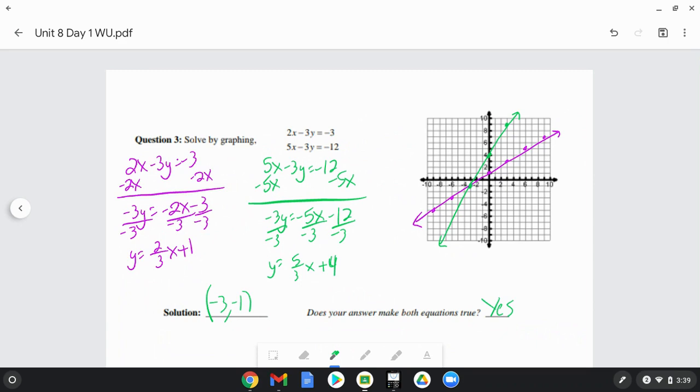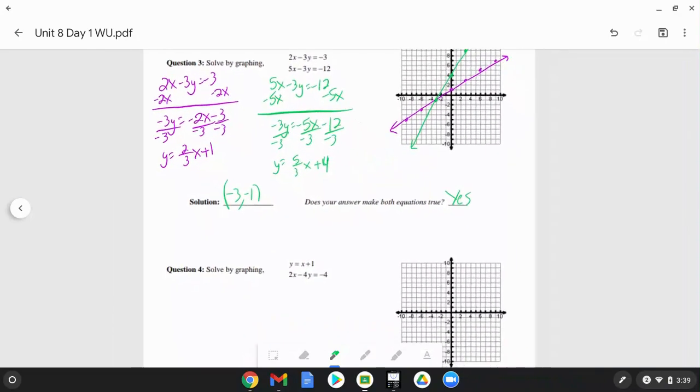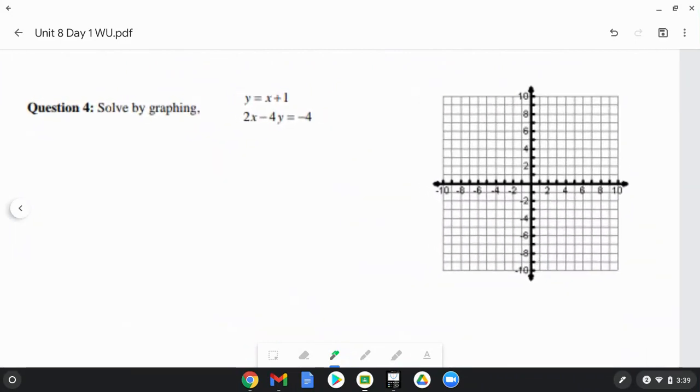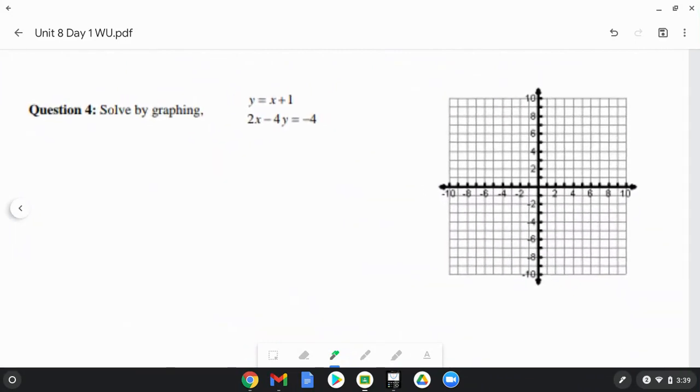And the last one, the top one's already solved for, so all I've got to do is graph it. So that starts at 0, 1 as my y-intercept, and the slope tells me to go up 1 over 1 forever. Down 1 over 1 forever. So that looks good to me.